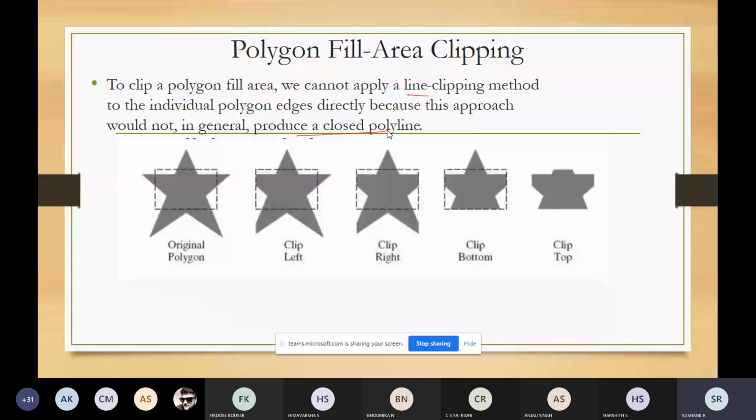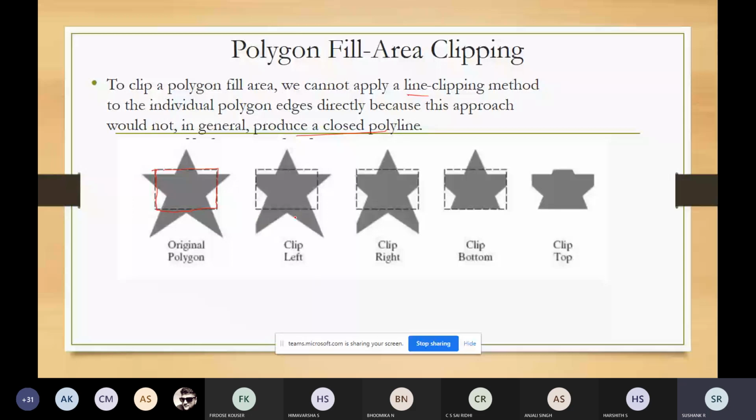Here we will consider a clipping window with the borders of the polygon. This is my clipping window. We will check the borders of this clipping window with the polygon. So for each stage we will process.